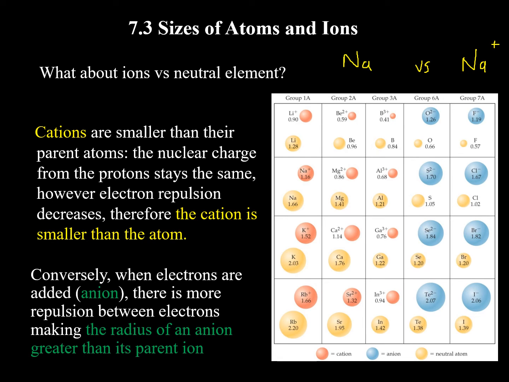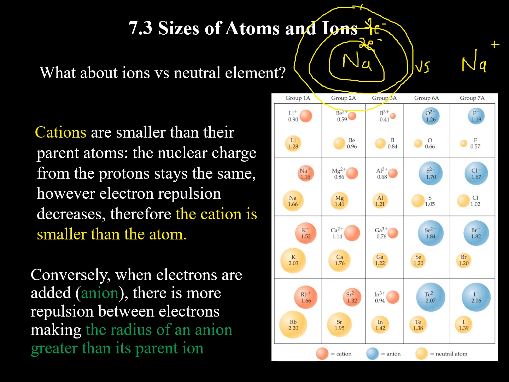For sodium, which will have 11 protons, therefore 11 electrons: 2 electrons again, followed by 8 electrons, followed by another 1 electron. Let me put this in green. So we have 1 electron.